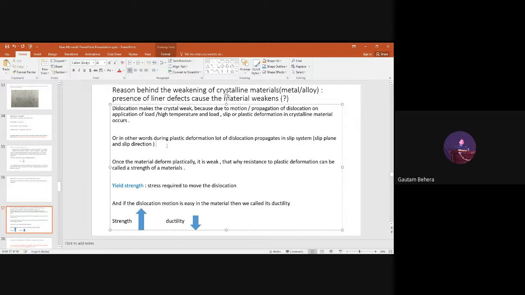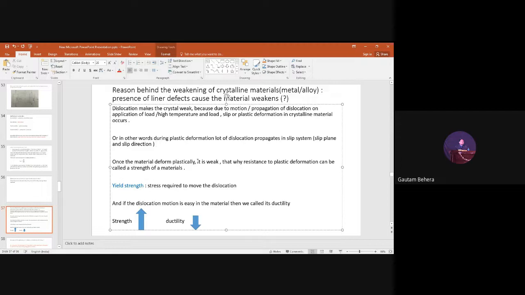In case of BCC, the body diagonal is your slip direction, right? And in case of FCC, it is the face diagonal, right? And the 111 plane and 110 direction in FCC, right? And the 110 plane and 111 direction in BCC, right?